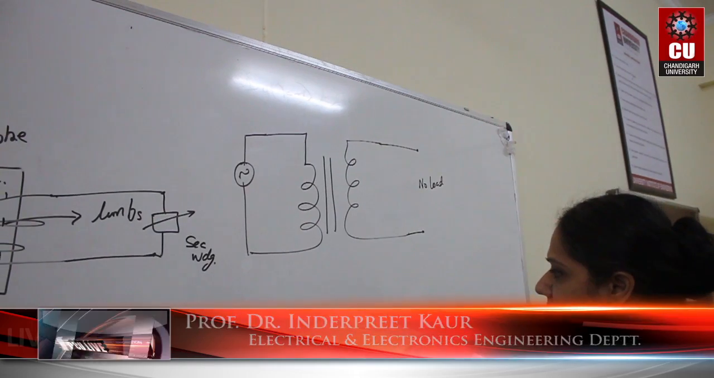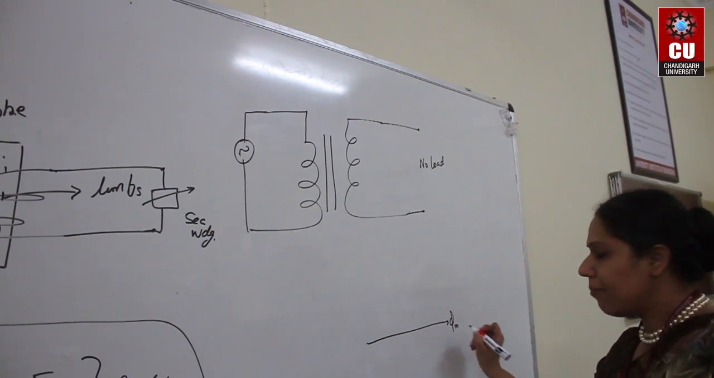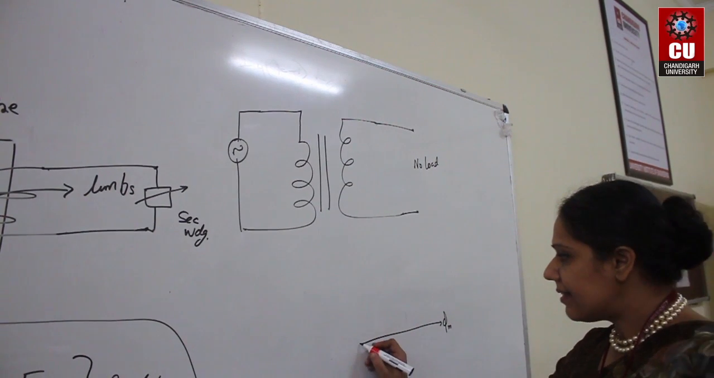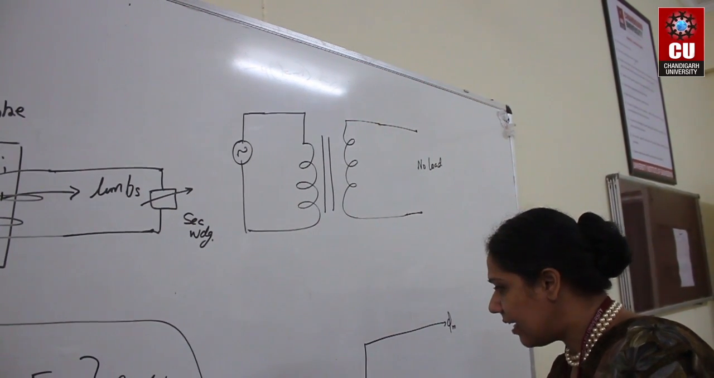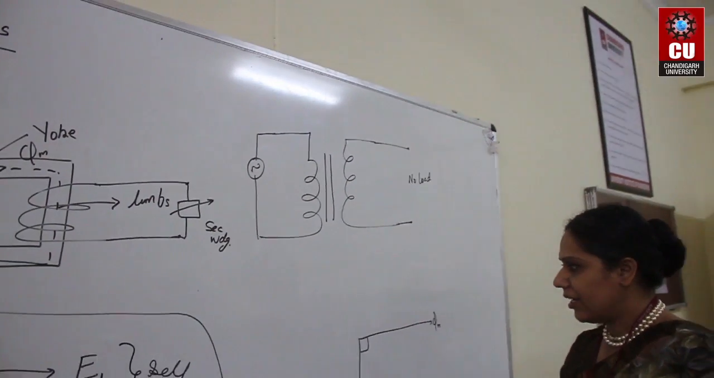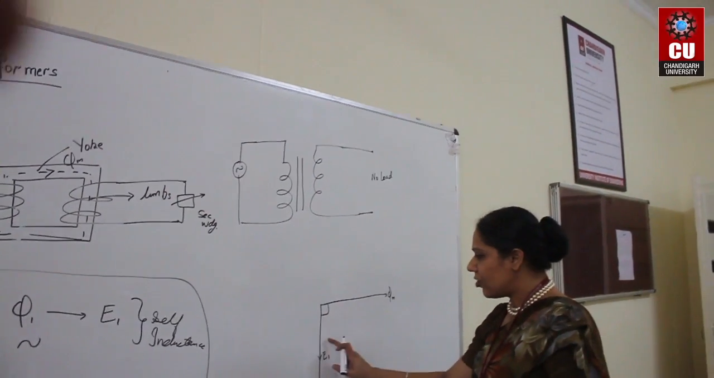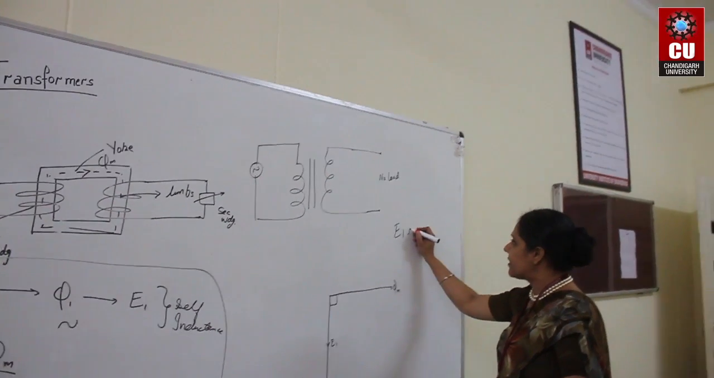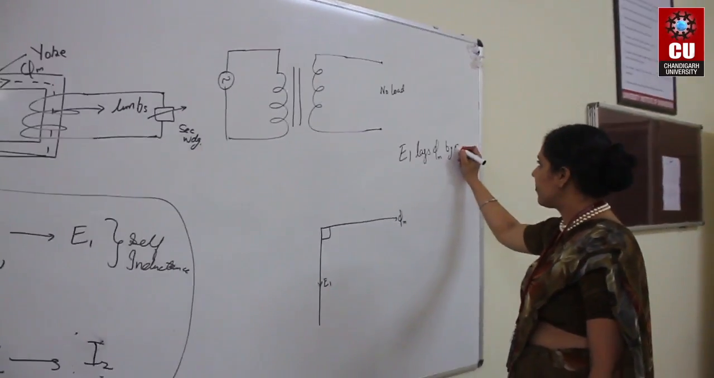So the phasor diagram for this is like this is the phi m, the mutual flux. Since according to Faraday's law of electromagnetic induction, E1 lags behind the flux. So the lagging voltage is behind this. So this shows that E1 lags phi m by 90 degrees.